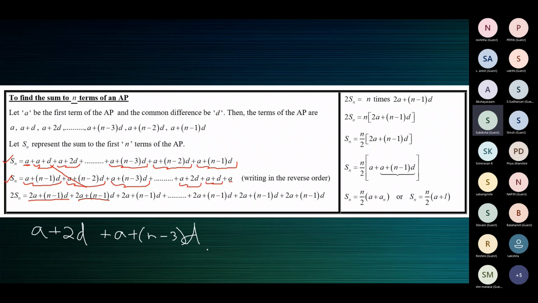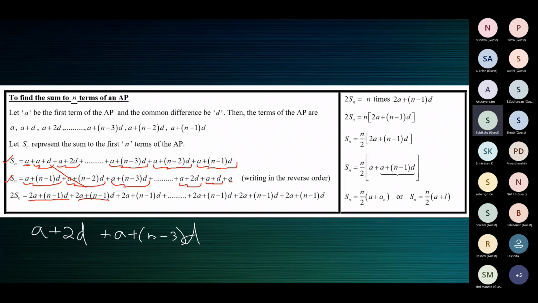Add the first terms in both the rows, write the result below. Add the second terms in both the rows, write the result below. Add the third terms in both the rows and write the result below, against twice Sn.